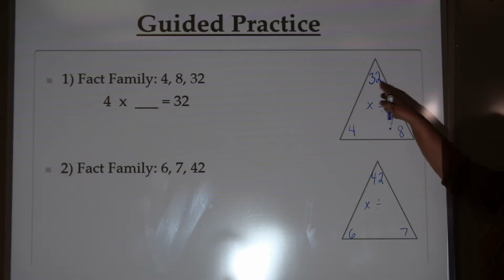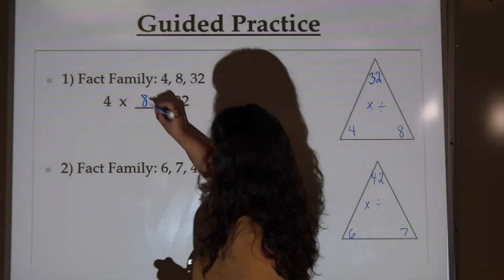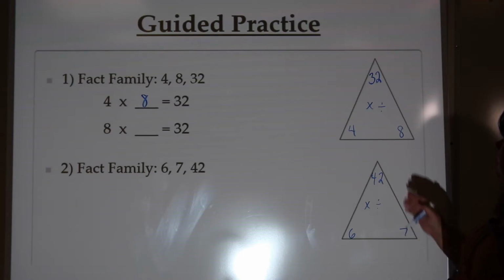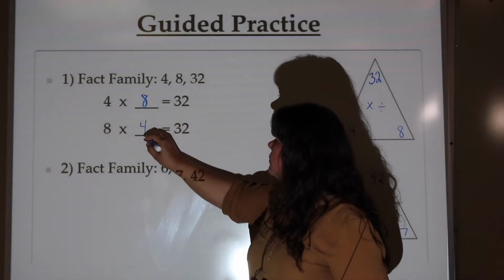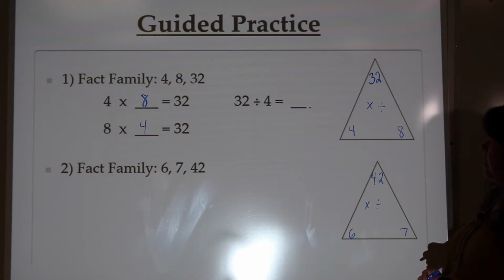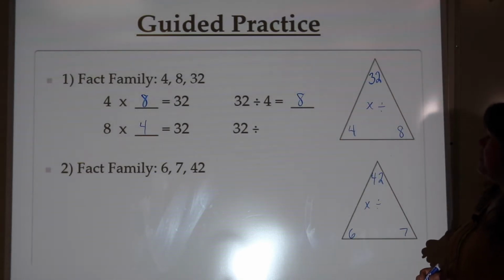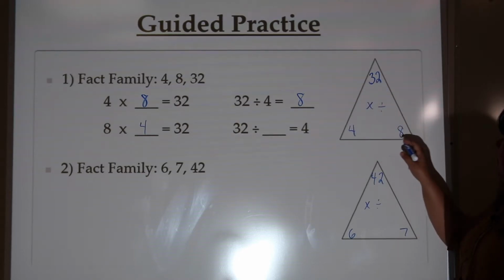what equals 32? When you're looking in here, what number is missing? You're right, it's the 8. 8 times a number equals 32. What is my variable? What would be my answer for that blank there? Which number in here? It's the 4. 32 divided by 4 equals 8. 32 divided by something equals 4. All right, which number did we not use in our fact family? It was the 8.